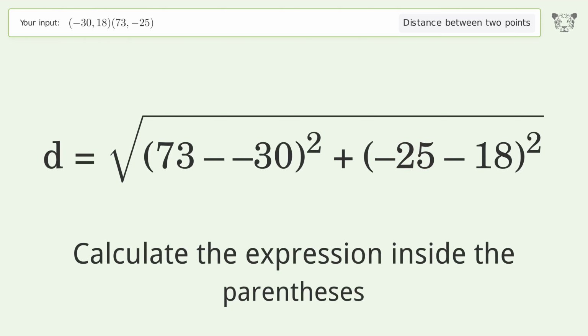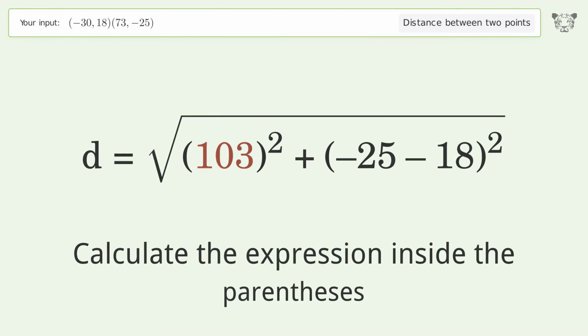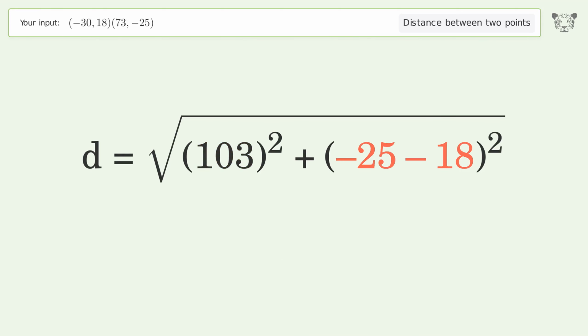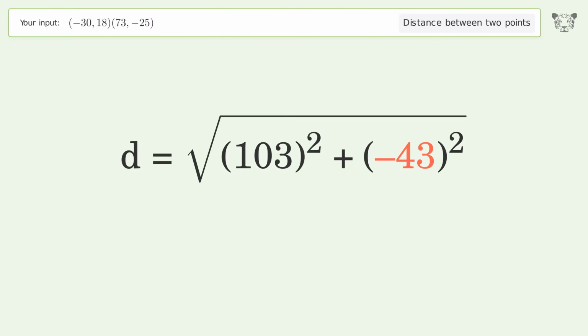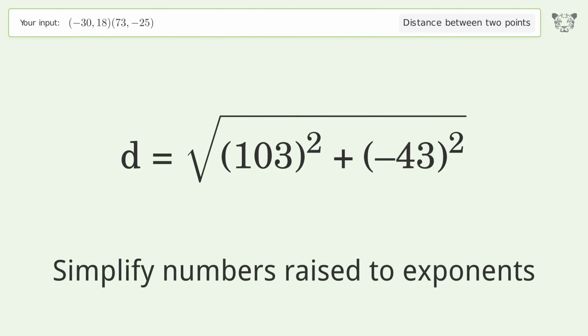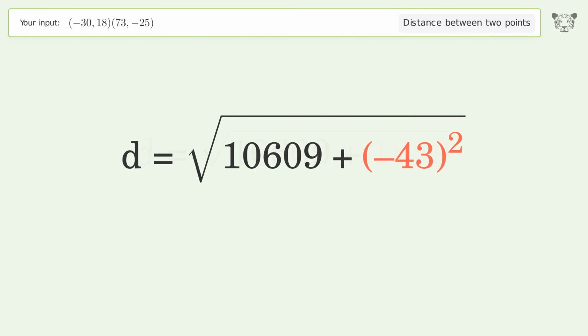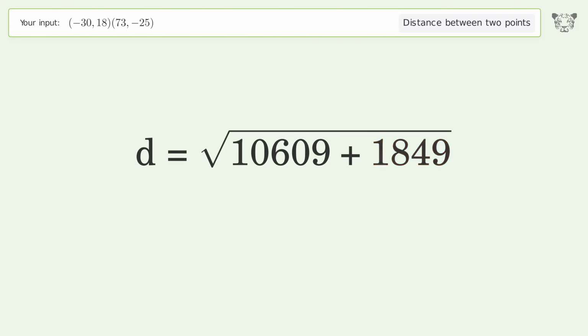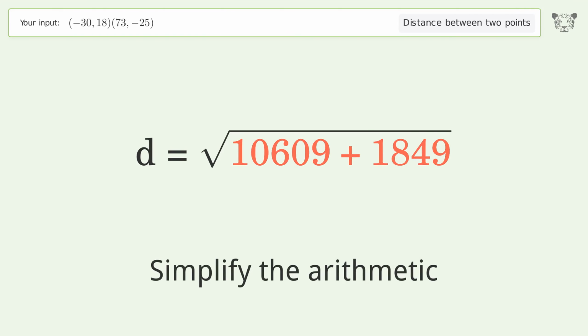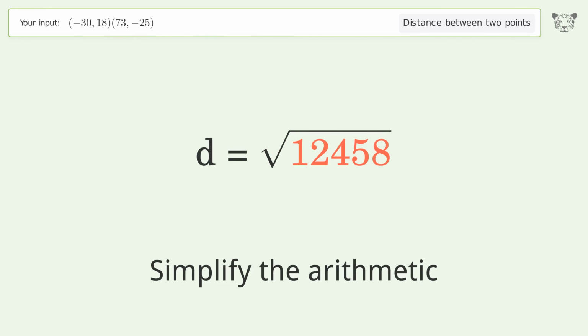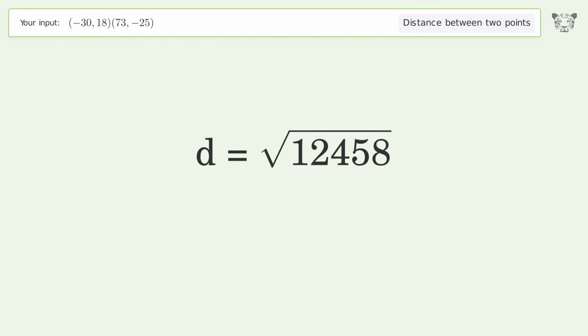Calculate the expression inside the parentheses. Simplify numbers raised to exponents. Simplify the arithmetic. And so the distance between the 2 points is the square root of 12,458, or 111.615.